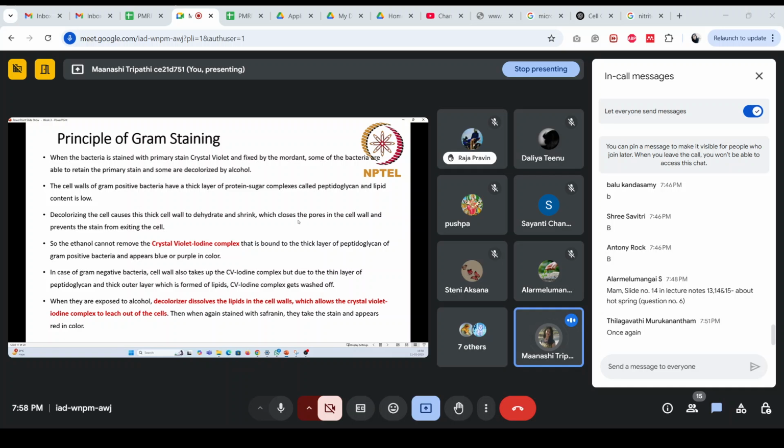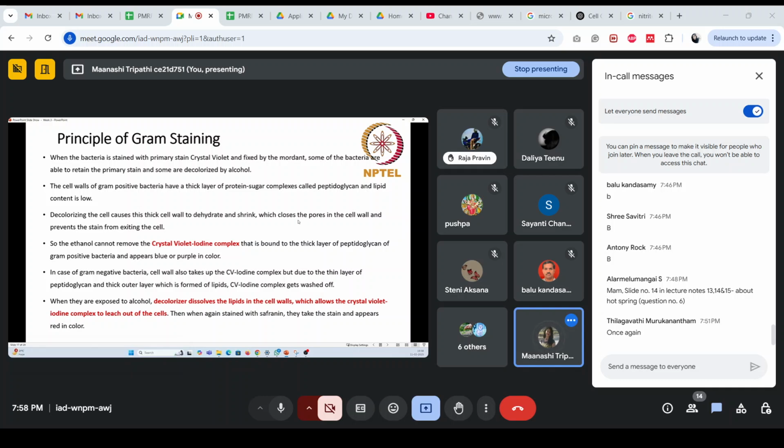In the case of gram-negative bacteria, the cell wall also takes up the crystal violet iodine complex, but it has a thin layer of peptidoglycan and a thick outer layer formed of lipids. In gram-positive bacteria, the peptidoglycan layer is thick but the lipid layer is thin, and in gram-negative bacteria it's just the opposite. The peptidoglycan layer is thin but the lipid layer is thick. So here the crystal violet iodine complex gets washed off. When they are exposed to alcohol, the decolorizer we are using here, it dissolves the lipid layer.